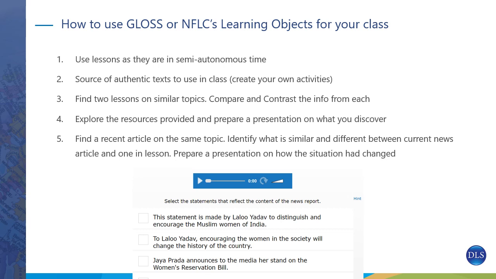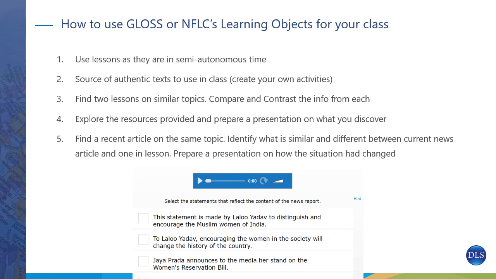Some other things that you could do, maybe you find two lessons that are on similar topics. You could have students compare and contrast the info from each. You may also want to have the students explore the resources provided. They could go and check a web page that was mentioned and prepare a presentation on what they discover. You could also find a recent article on a same or similar topic. You could have the students identify what's similar and what's different between the current news article and the one in the lesson, and then prepare a presentation on how the situation has changed.